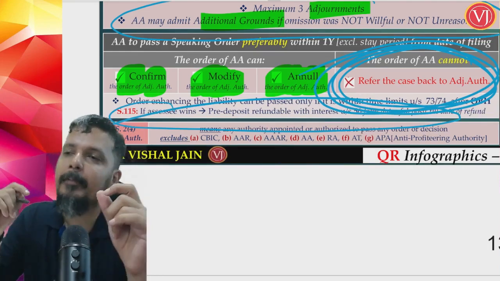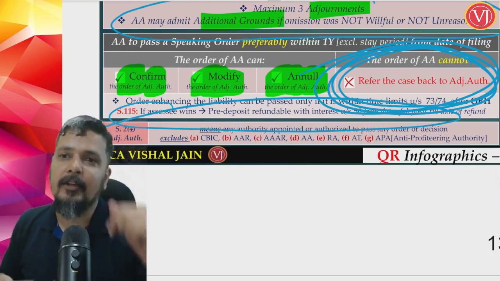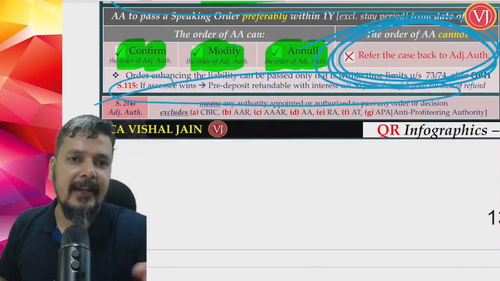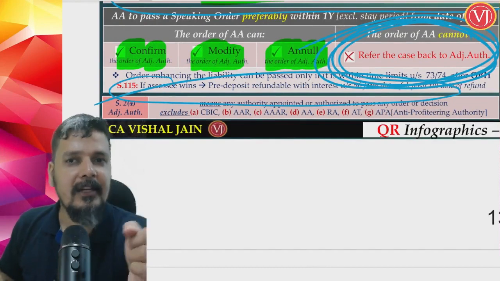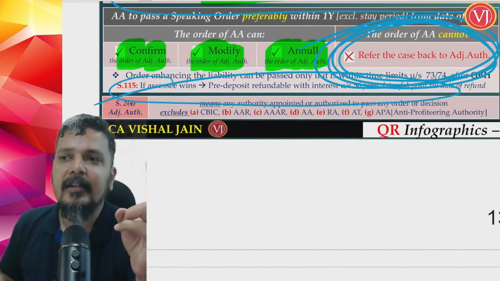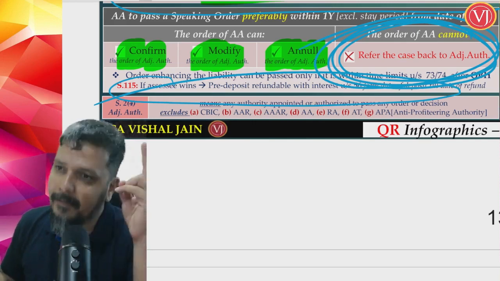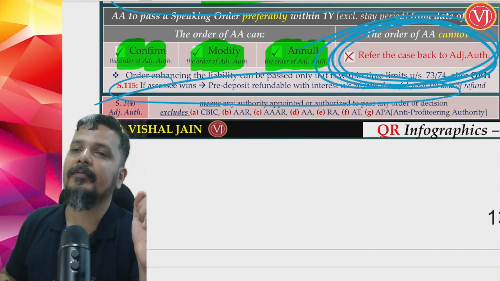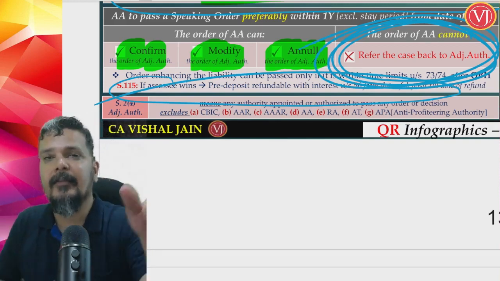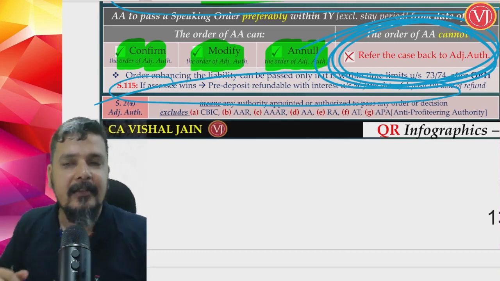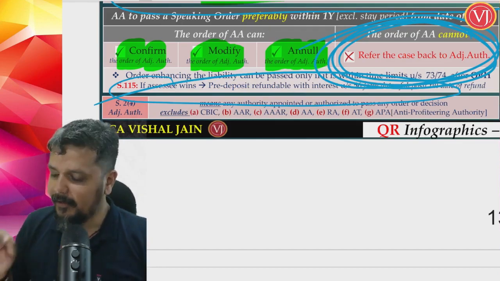When will you get two pre-deposits refunded together? In a situation where there was an order against the assessee, the assessee went for first appeals, he made a pre-deposit, and lost in first appeals. The assessee made second appeals, again paid an additional pre-deposit, and won the case in second appeals. Now there will be refund of two pre-deposits with interest. The interest time limit will be different for the first pre-deposit and for the second pre-deposit. The from date will be different. So that is the scenario.